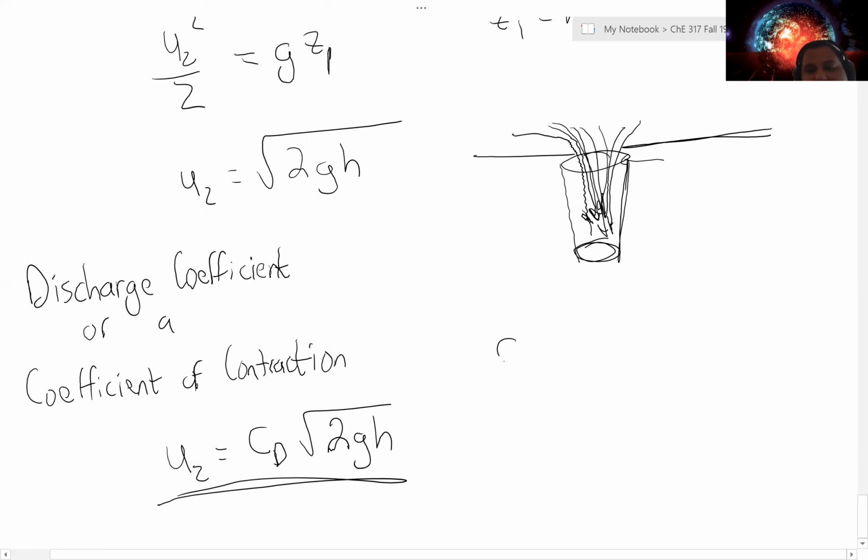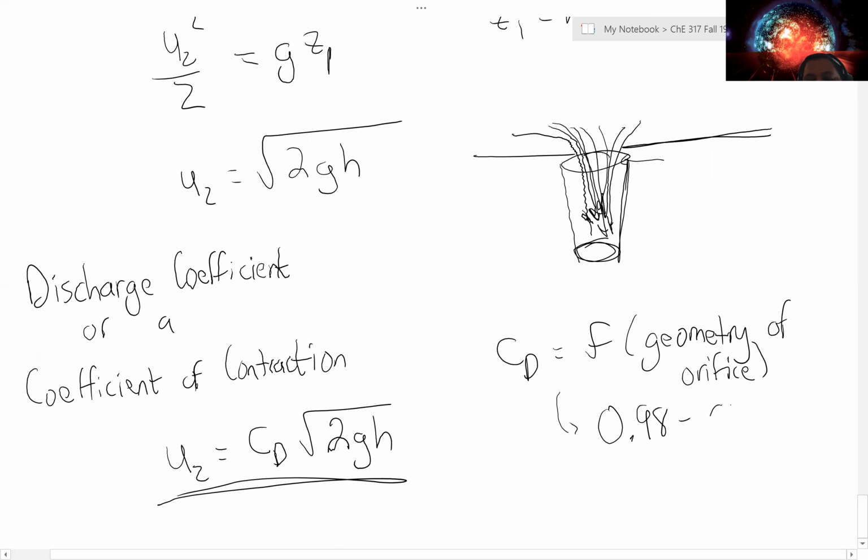Where our discharge coefficient is a function of the geometry of the orifice. And it usually varies from about 0.98 to 0.6. Well-rounded orifices have high discharge coefficients. Sharp-edged orifices have closer to 0.6 in terms of those discharge coefficients.